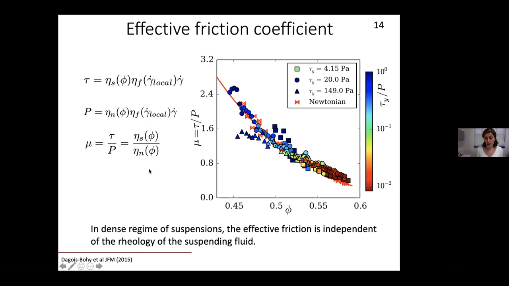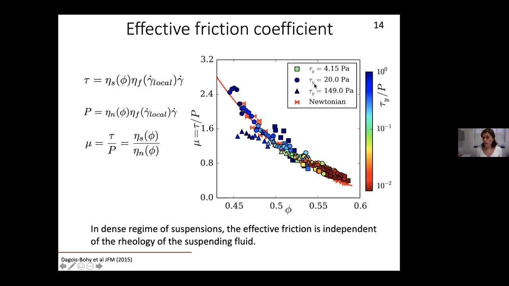If this is true, and I divide the shear stress by the normal stress, I'm left with this ratio, which in granular media is called the macroscopic friction coefficient, the ratio of the macroscopic shear stress to normal stress. If my assumption was true, it shouldn't depend on the type of suspending fluid, and all of the data for different types of suspending fluid should overlap. And you can see that's in fact the case.